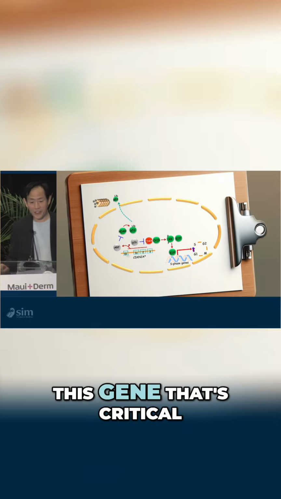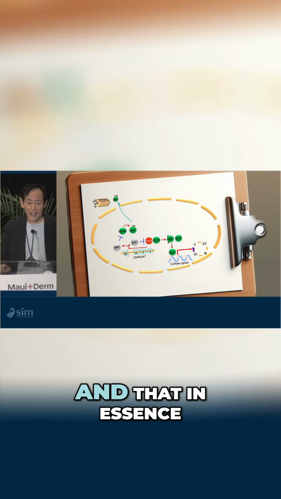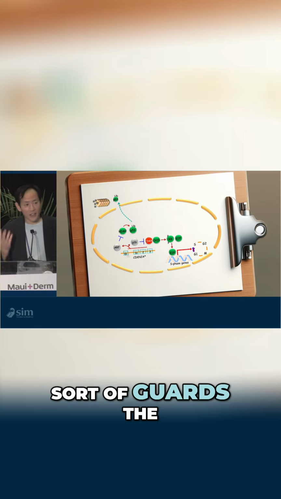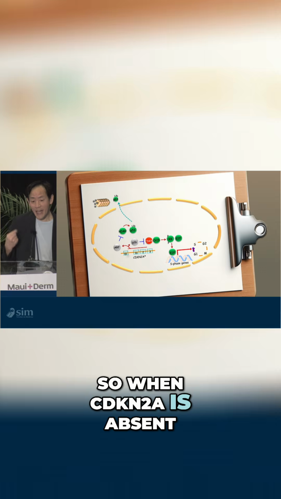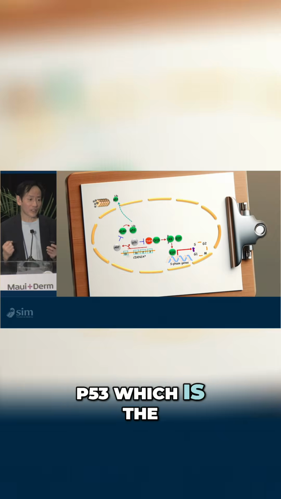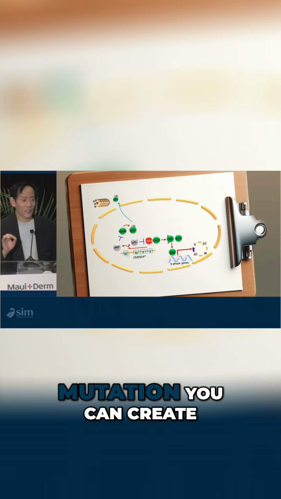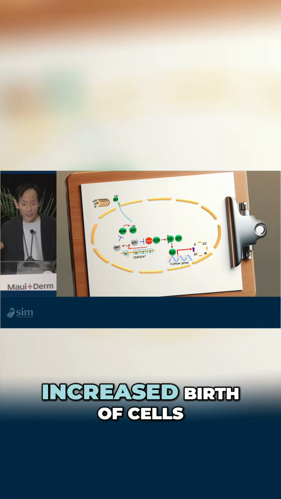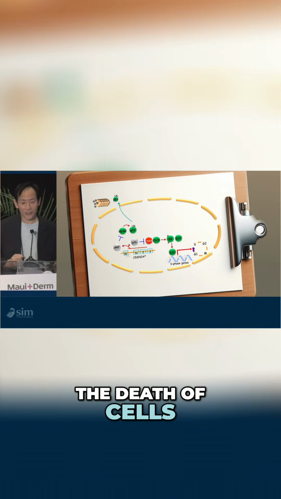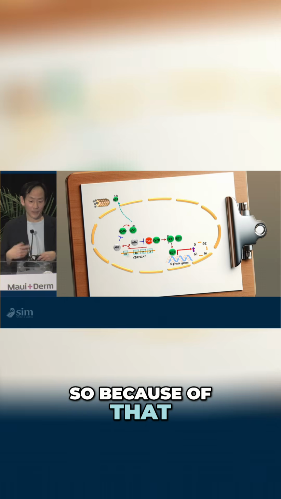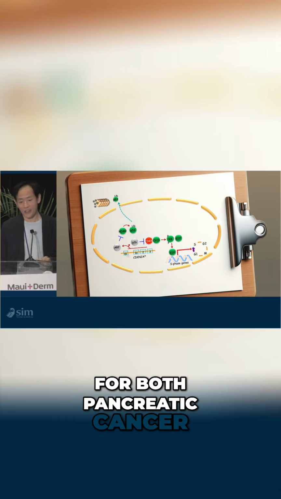The other thing about this gene that's critical is there's a protein called ARF, or P14ARF, and that, in essence, sort of guards the P53 protein, all right? So when CDKN2A is absent, P53, which is the guardian of our whole genome, is destroyed. So in a single mutation, you can create increased birth of cells, and you're diminishing the death of cells, or apoptosis. So because of that, patients with CDKN2A mutations are at increased risk for both pancreatic cancer and melanoma.